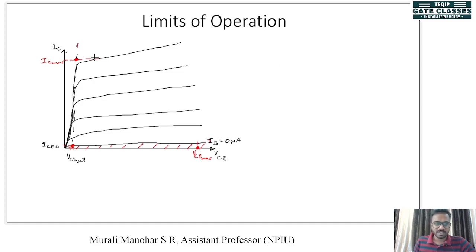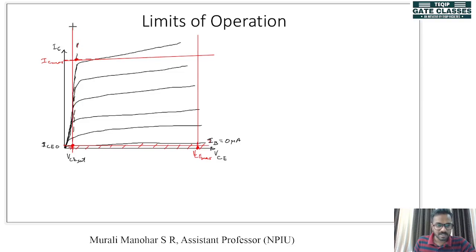So we can show this in the figure. So this is the maximum current limit. This is the maximum voltage limit. This is the minimum current limit. And this is the minimum voltage limit.